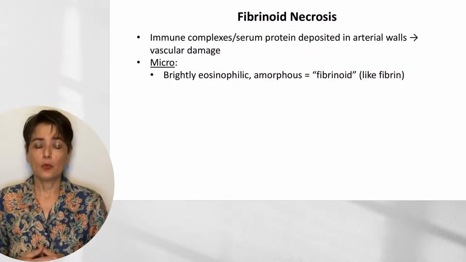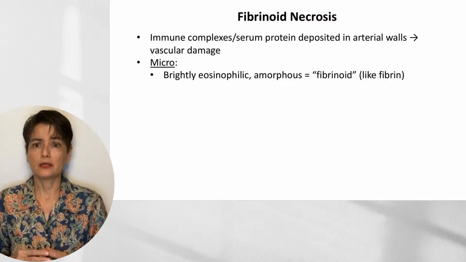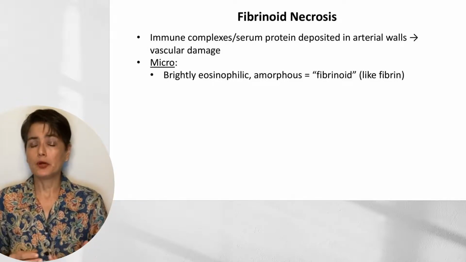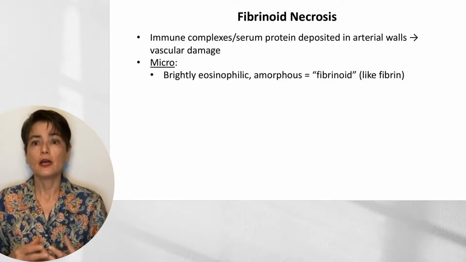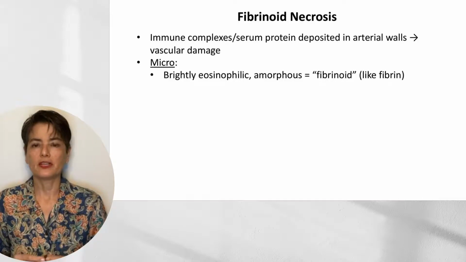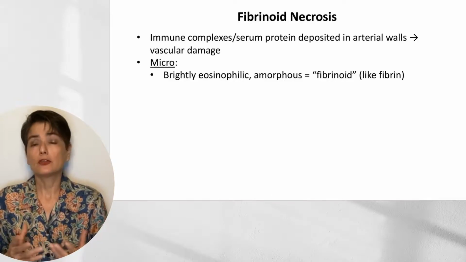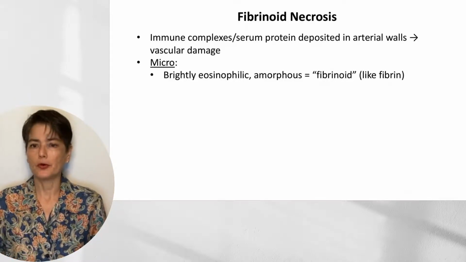Okay, the last one that we'll talk about is fibrinoid necrosis, which is a very particular type of necrosis that we associate with autoimmune disease, particularly in the vessels. And in this we get immune complexes, so antigen-antibody complexes, as well as serum protein, which deposits in the arterial walls, causing vascular damage. There's nothing to see grossly, but on microscopy you'll see this brightly eosinophilic amorphous material that looks like fibrin, hence we call it fibrinoid.